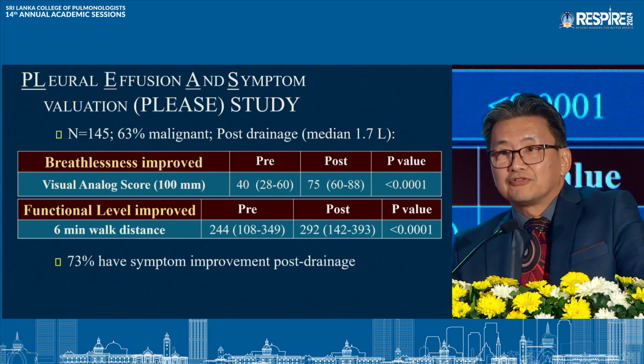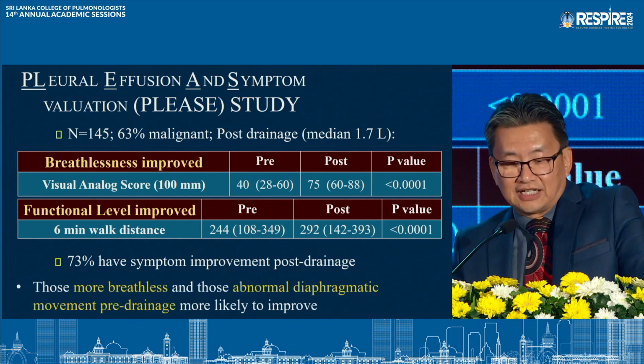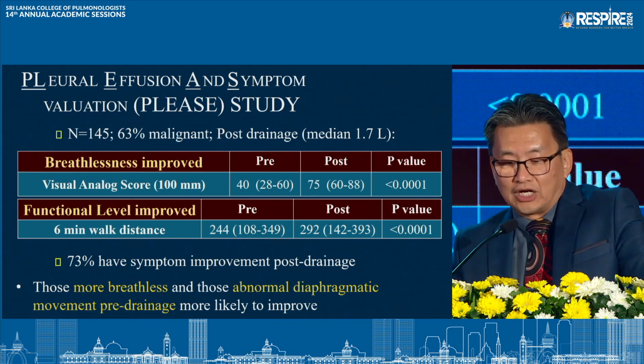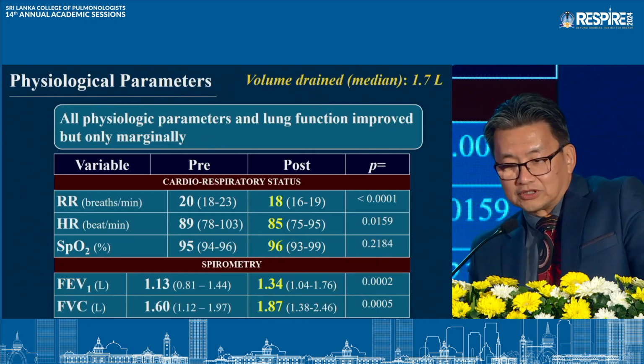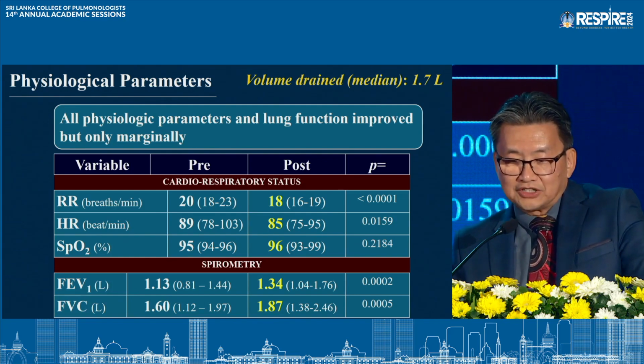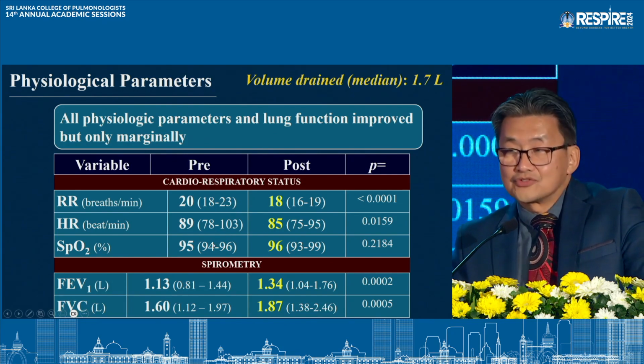But we know that only 3 out of 4 patients had symptomatic improvement. On the multivariate analysis, those who were more breathless at the baseline and those who had abnormal diaphragmatic movement before drainage on ultrasound were more likely to improve. Now this is important. If we look at the physiological parameters and lung functions, we find that the respiratory rate after draining a median of 1.7 liters only marginally improved, and so did the heart rate, and the oxygen level hardly changed after draining all this fluid.